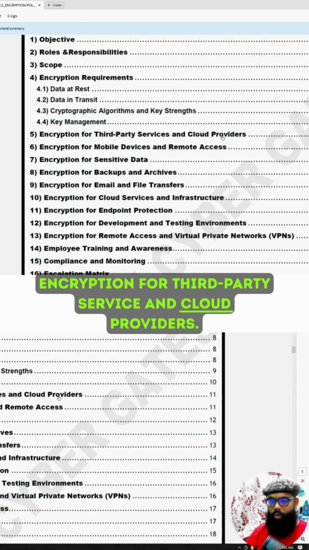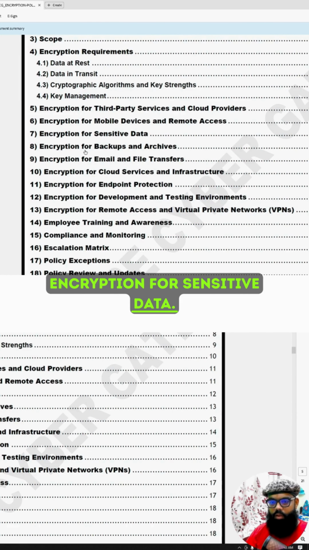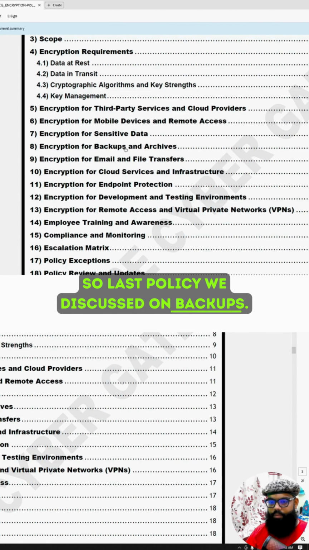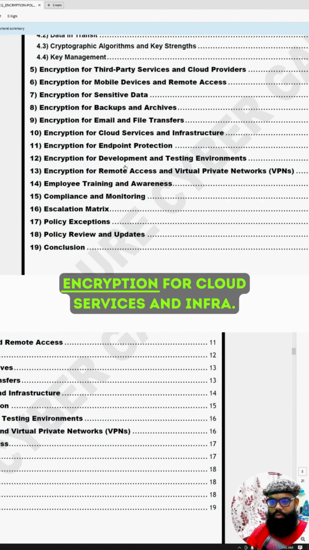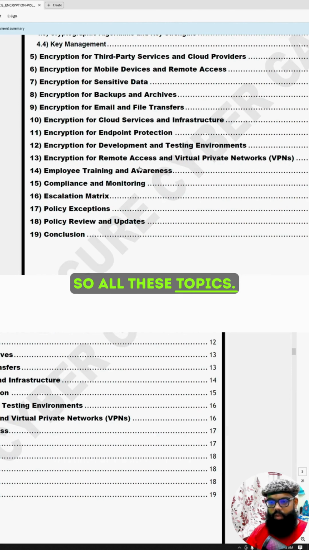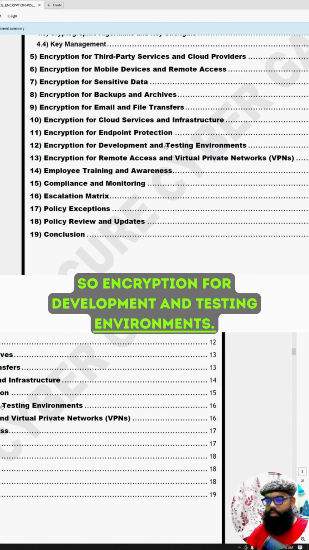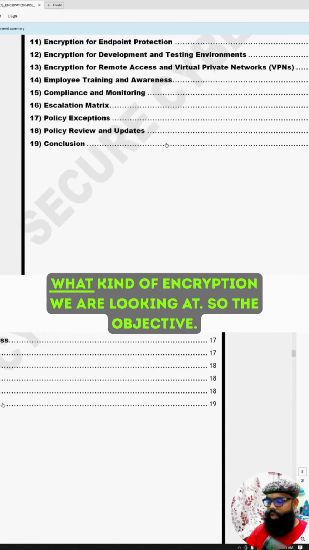Encryption for third-party service and cloud providers, we see for mobile devices and remote access. Encryption for sensitive data. The last policy we discussed was on backups, so how we encrypt the backups. Encryption for emails and file transfers. Encryption for cloud services and infra. We see endpoint protection, so all these topics. Encryption for development and testing environments, and encryption for VPNs.